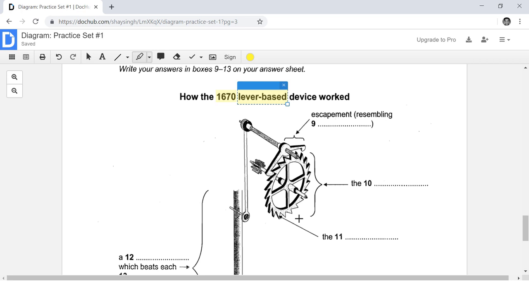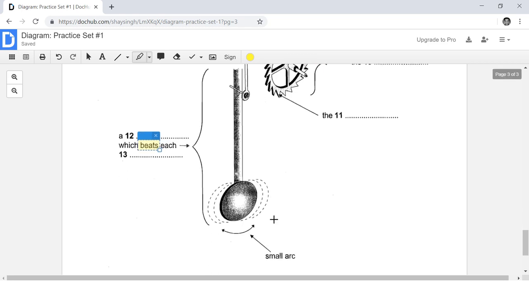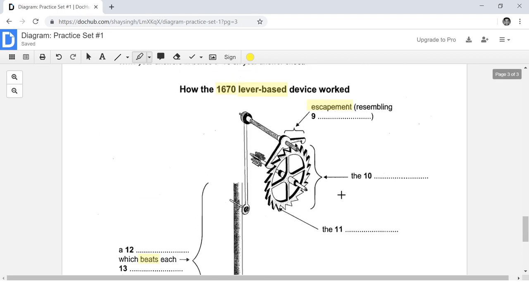So what we're going to do is we're going to be scanning our reading passage for these keywords in order to locate our matching paragraph. Then once we have found the right paragraph that talks about this diagram, then in that paragraph, I'm going to start scanning for keywords from the question. For example, here I have the word escapement. Down here I have beats. And here I have arc. So those are some decent keywords.